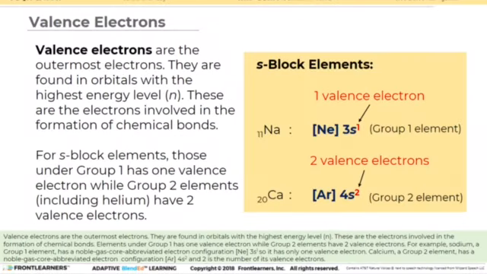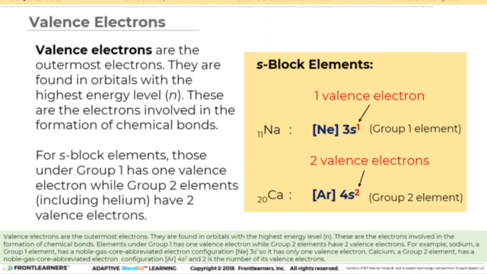Valence electrons are the outermost electrons. They are found in the orbitals with the highest energy level n. These are the electrons involved in the formation of chemical bonds. Group 1 elements have one valence electron, while group 2 elements have two valence electrons. For example, sodium, a group 1 element, has the noble gas core abbreviated electron configuration [Ne] 3s1, so it has only one valence electron. Calcium, a group 2 element, has the noble gas core abbreviated electron configuration [Ar] 4s2, and 2 is the number of valence electrons.